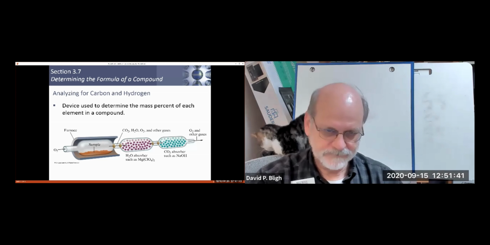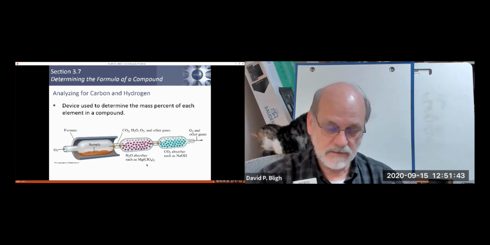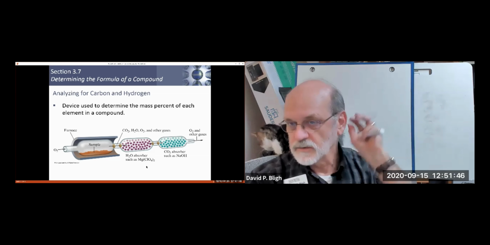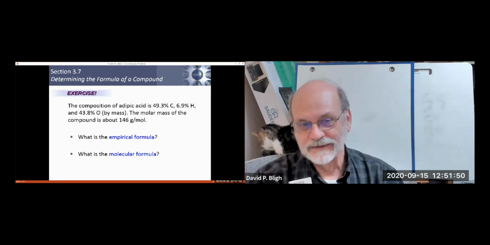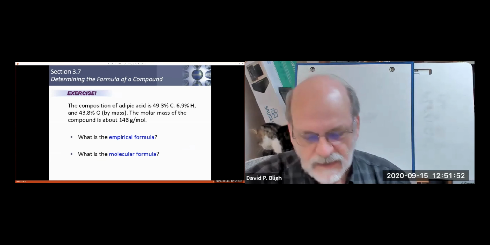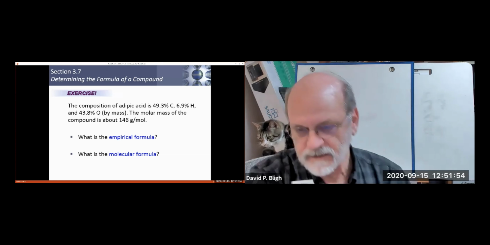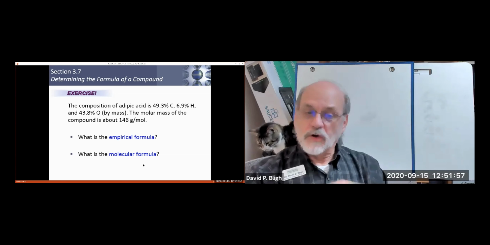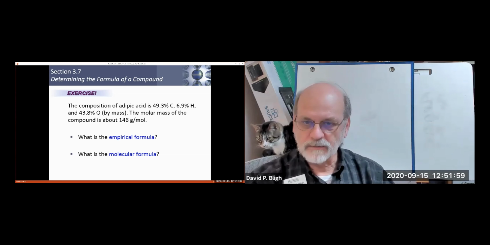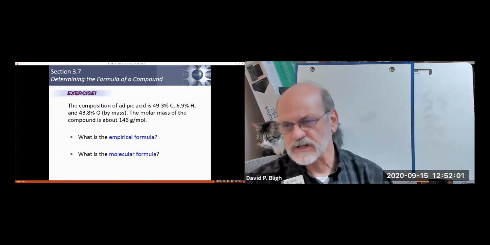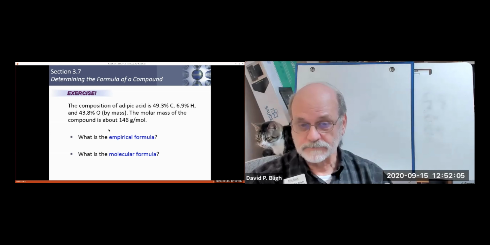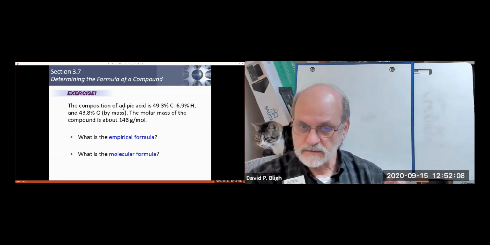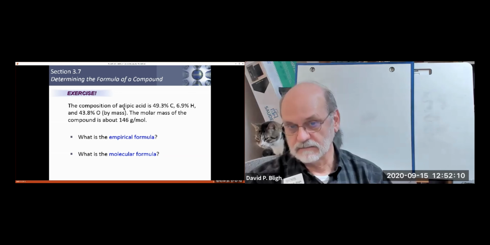So that's just to show you that I didn't just pull it fully formed out of my head. It actually happens. Let's see. Okay, so here's a sample problem, and this is probably the best way to show you the procedure. We have analyzed a sample that we know is pure, called adipic acid. It's one of the fatty acids.